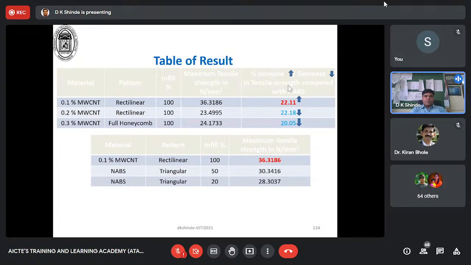0.1% of MWCNT with 100% infill has shown 22% improvement over the natural ABS. 0.2 with rectilinear has dropped, again the reverse way. 0.3 with honeycomb also the highest drop has been shown over here. In case of your 0.1 with the rectilinear with the tensile strength, if you want to see the three important properties over here, the highest is this, second is natural triangular, and third is this one.